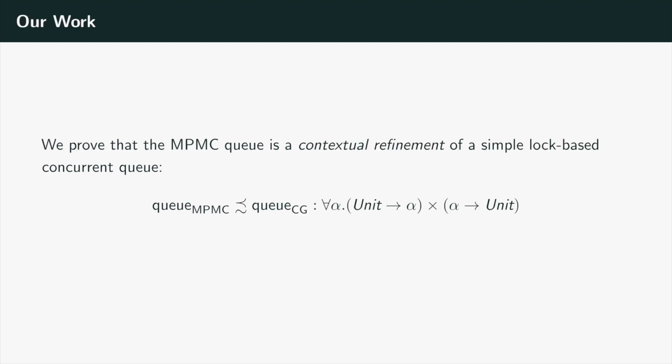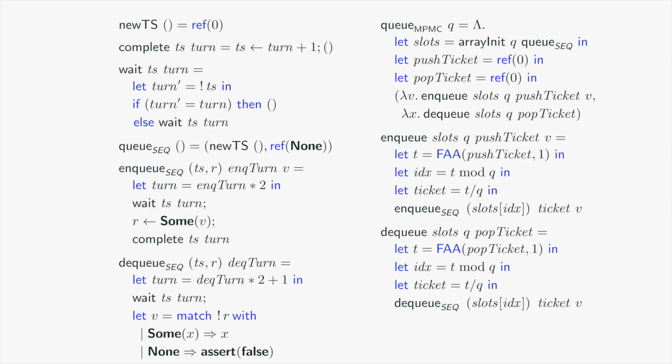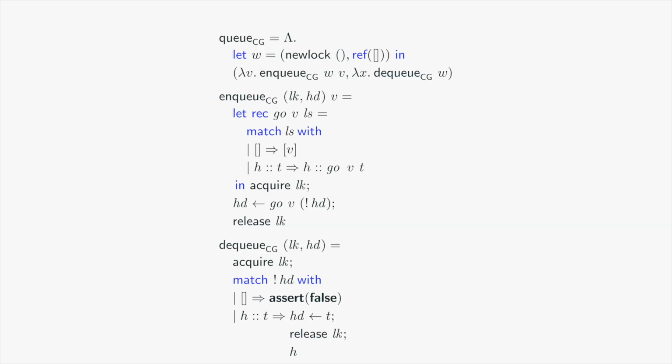In this paper, we prove that an implementation of the queue in an ML-like language with concurrency support is a contextual refinement of a simple log-based queue. Roughly, this just means that the queue works and that it's linearizable. A little bit more precisely, it means that from the point of view of a client that uses the queue, the MPMC queue, which looks like this, is completely indistinguishable from this extremely simple coarse-grained log-based queue.